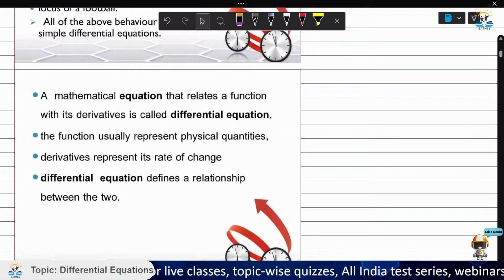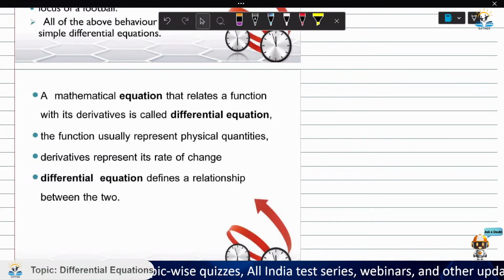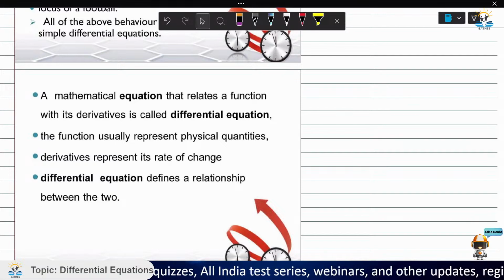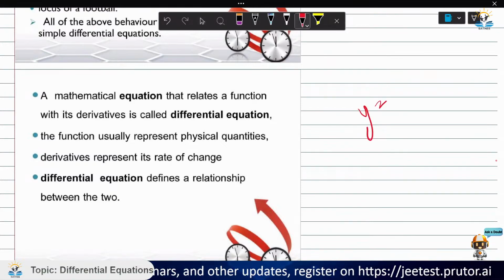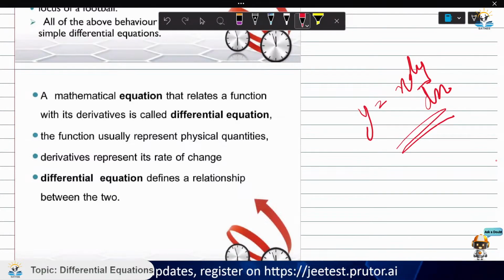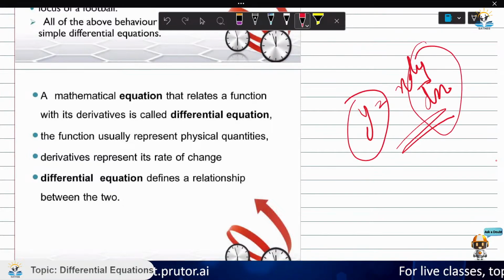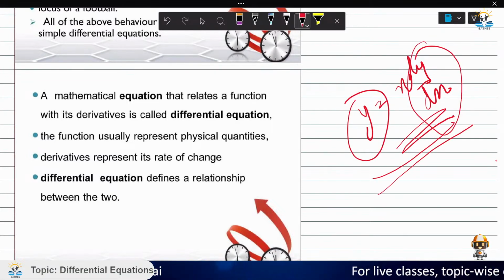So let's see the mathematical definition of what a differential equation looks like. A mathematical equation that relates a function with its derivative is called a differential equation. It's as simple as that: an equation, when linked with its derivatives, is a differential equation. For example, y = x dy/dx. It is a differential equation because it is giving me a relation between y, the function, and its derivative. So this is a differential equation in itself.